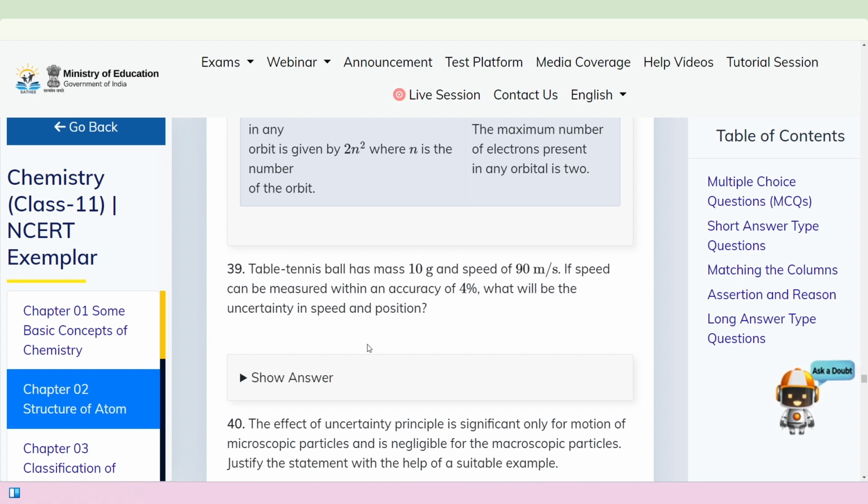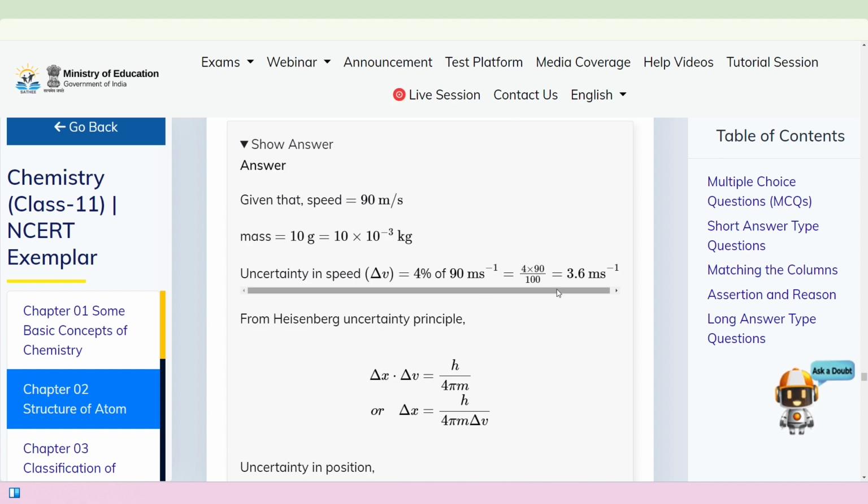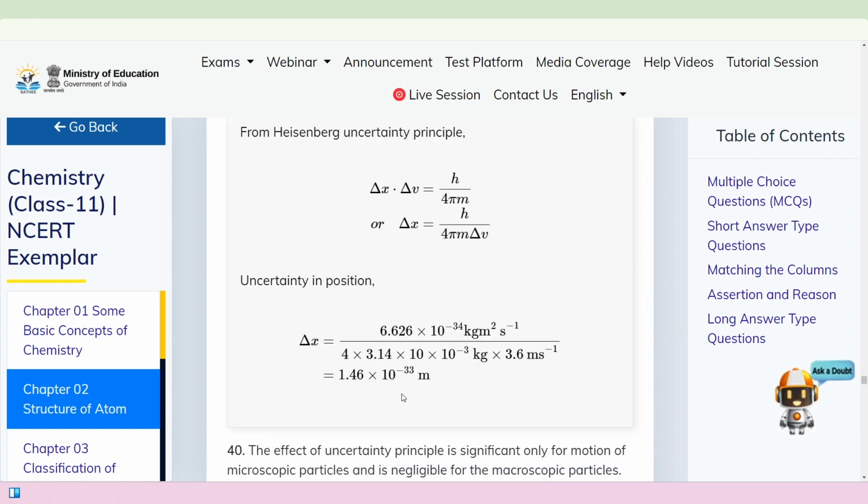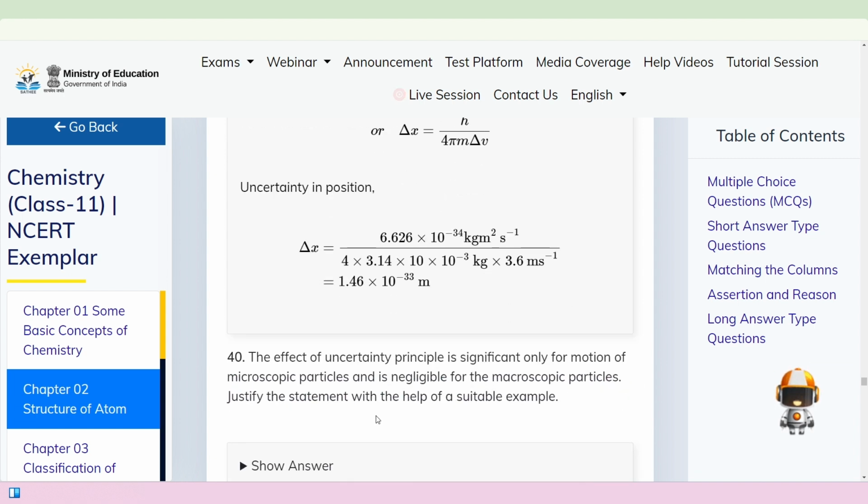Now, we don't know where the v is coming from here, so we simply put the formula for p. p is equal to mv. Mass is certain, therefore velocity is uncertain. So we can write delta x into delta v is equal to h by 4 pi m. I have just transferred the mass there. Delta v is already known, so delta x can be calculated from there. 4% of 90, so 0.04 of 90 is 3.6. We put all this here and got 1.46 into 10 to the power minus 3, the correct option.